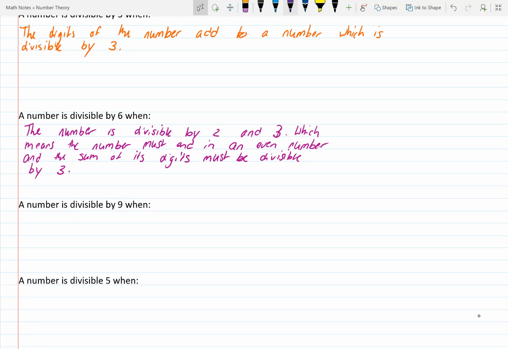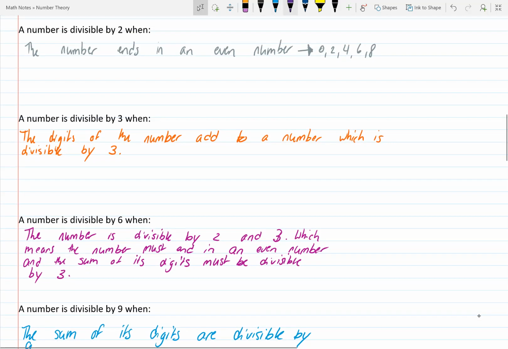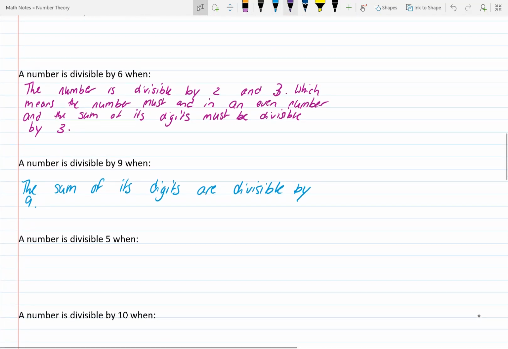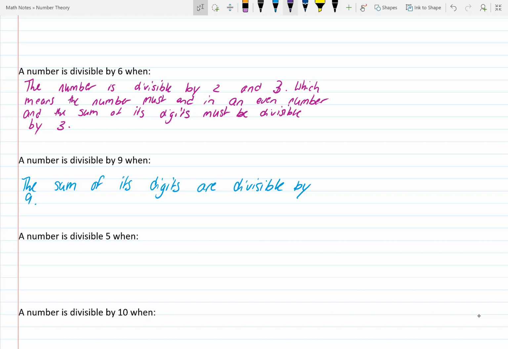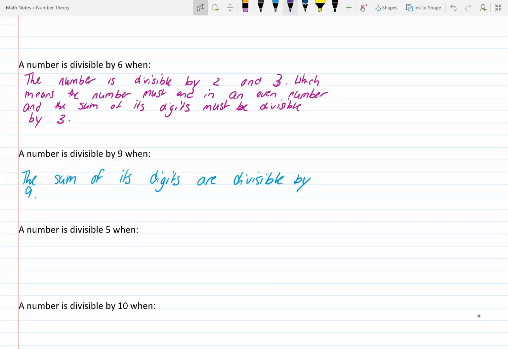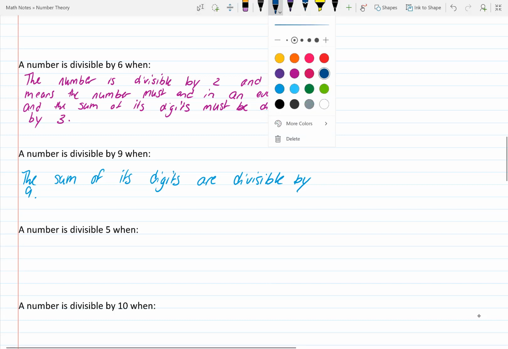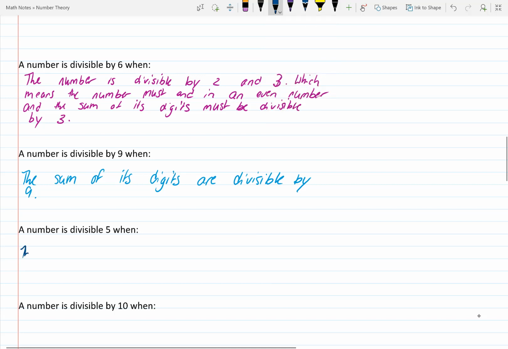of its digits are divisible by 9. The fifth rule is a number is divisible by 5 when the number ends in a 5 or 0.